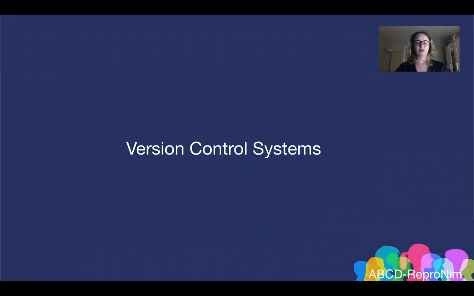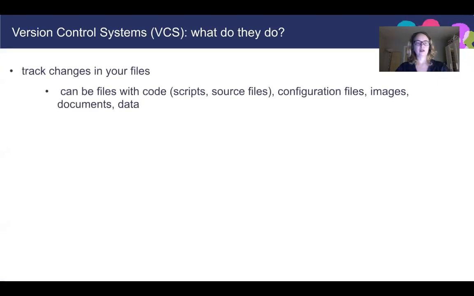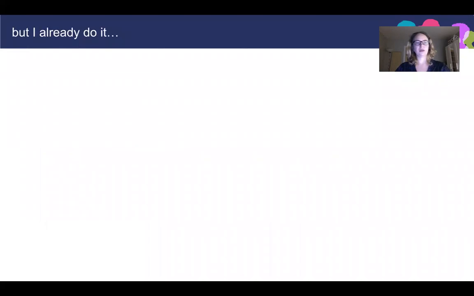And now we'll be talking about version control systems. So what do they do? The main idea is that they track changes in your files. And the files can be files with code, with your images or any other data. And they also keep all the versions of the file so you can access any previous version at any later point in time.